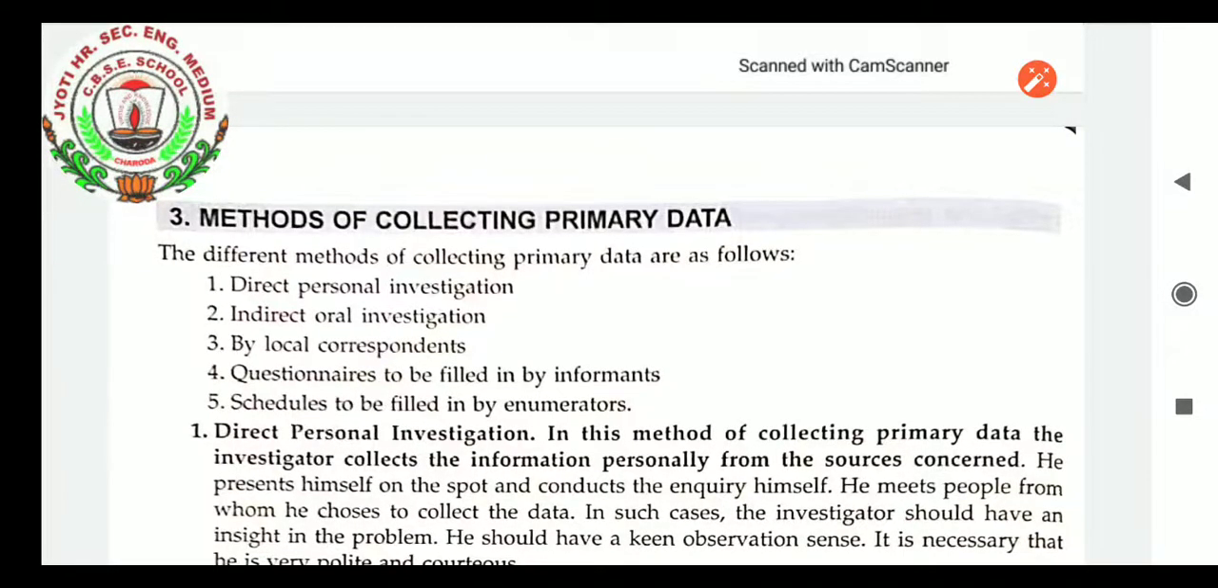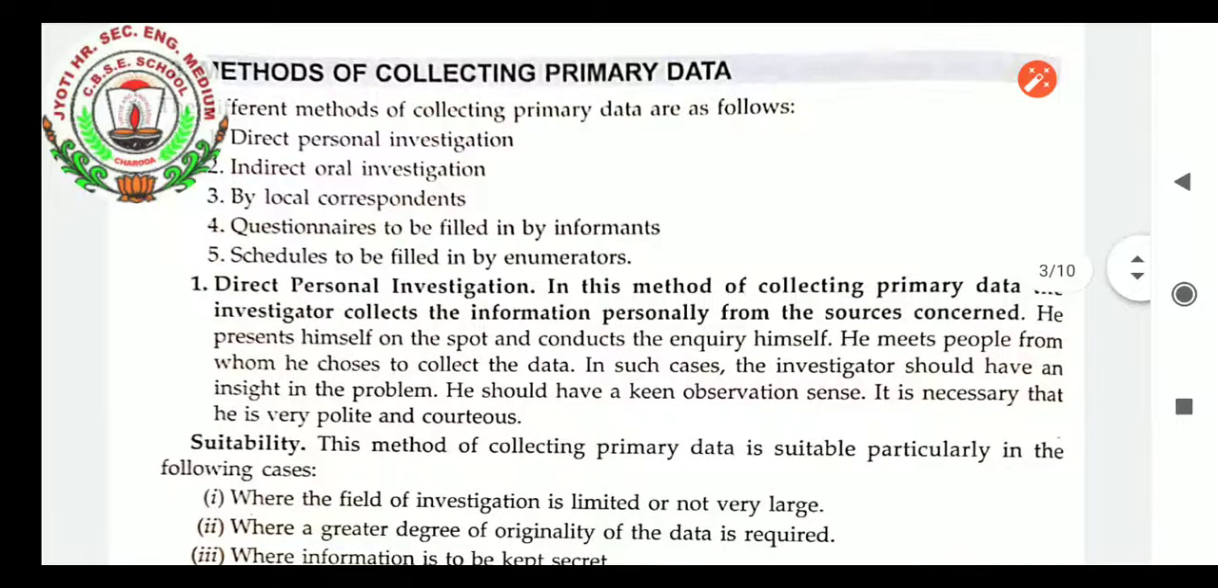Second is indirect oral investigation. Third is local correspondence. Fourth is questionnaires to be filled by informants, and the fifth is schedules to be filled in by enumerators. Among these 5 methods, the best is the questionnaire to be filled by informants, because the people will be filling in the questions which we provide, and that will help us make a judgment related to the data which we are collecting.